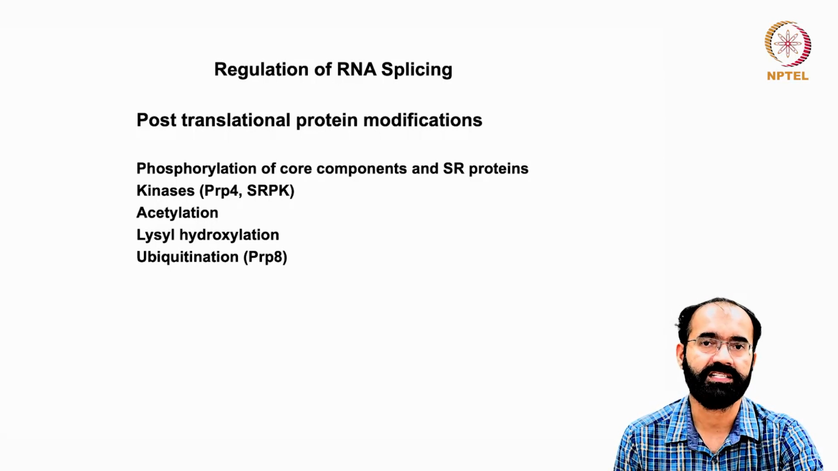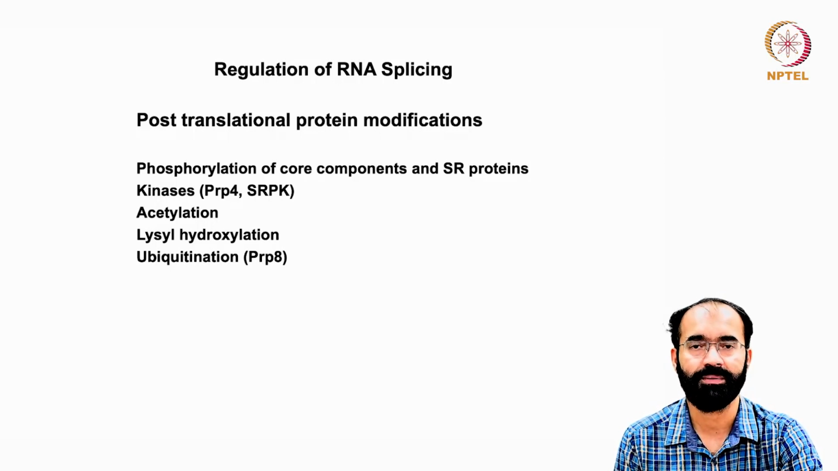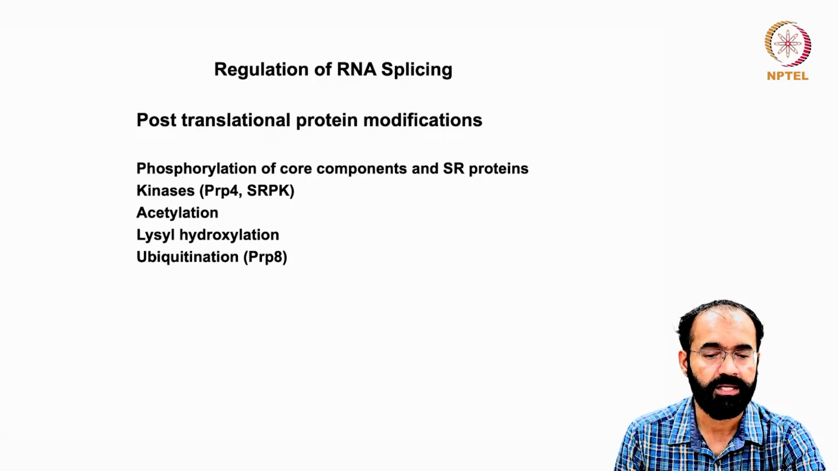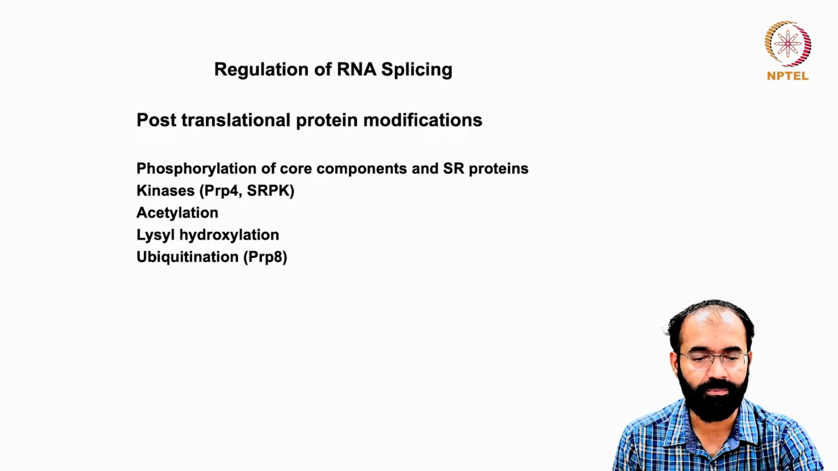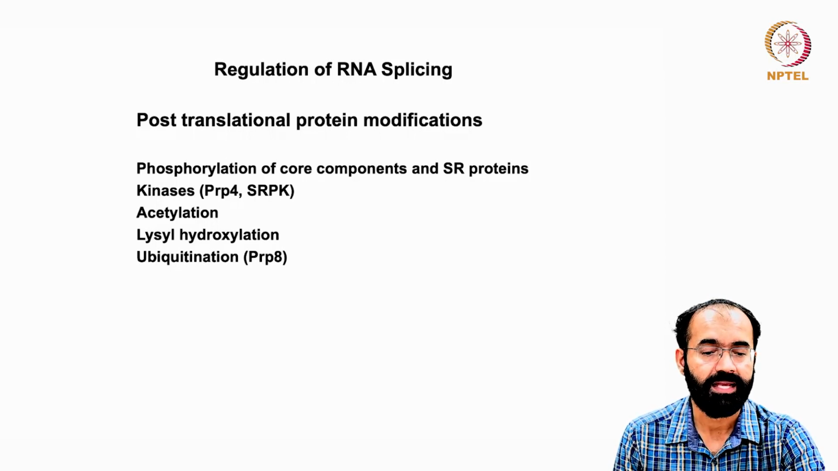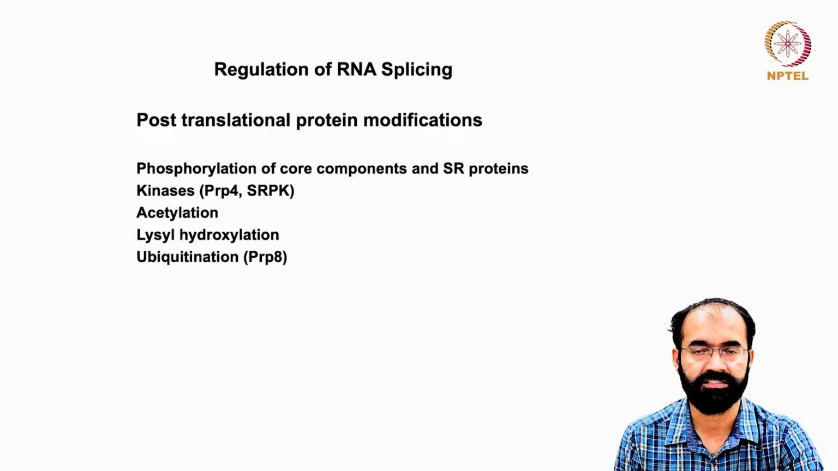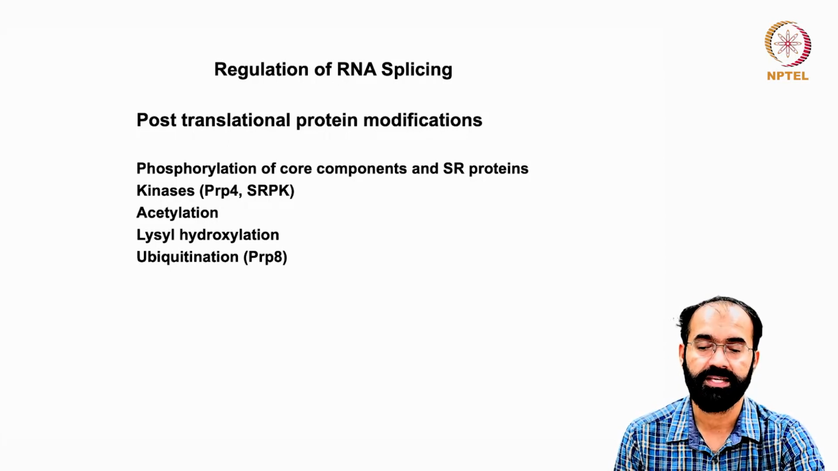And for any post-translational modification, acetylation is possible, methylation is possible, ubiquitination is possible; a lot of such changes are there. So phosphorylation of core components and of the SR proteins is done by kinases such as PRP4 and SRPK, and acetylation is possible, lysyl hydroxylation is possible, ubiquitination is possible by PRP8. Many more modifications are possible which will influence the functioning of these proteins.